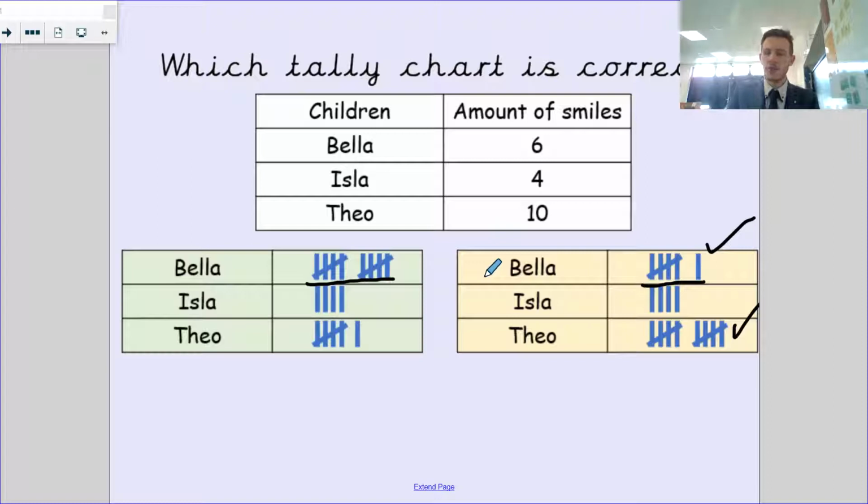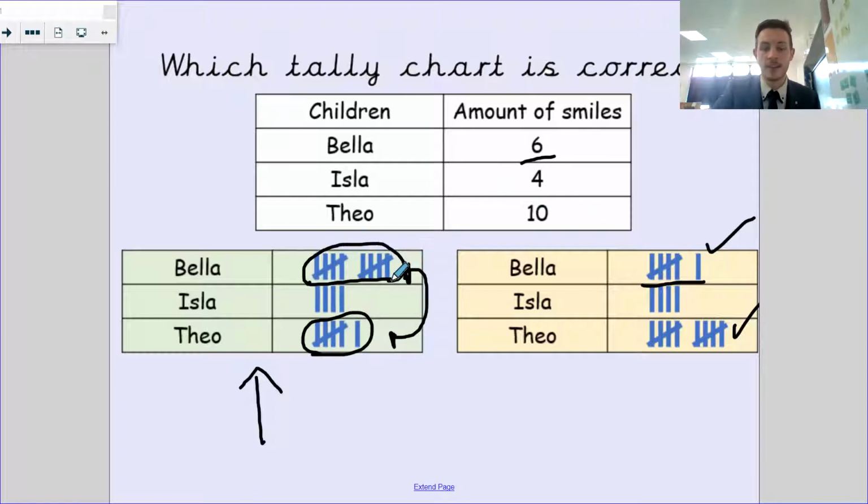Did you spot what the mistake was for this one? What was the mistake? It's because they've accidentally swapped Bella's and Theo's amounts the wrong way around. Bella didn't smile 10 times, she smiled 6 times, and that's number 6. Theo didn't smile 6 times, he smiled 10 times, and there is your number 10. So they accidentally swapped them round. Got to be careful, make sure you're looking really super.